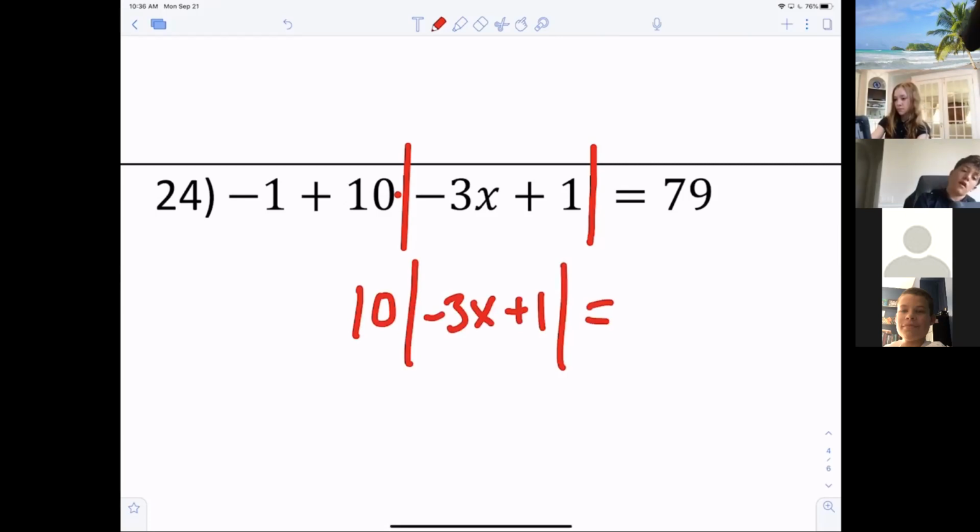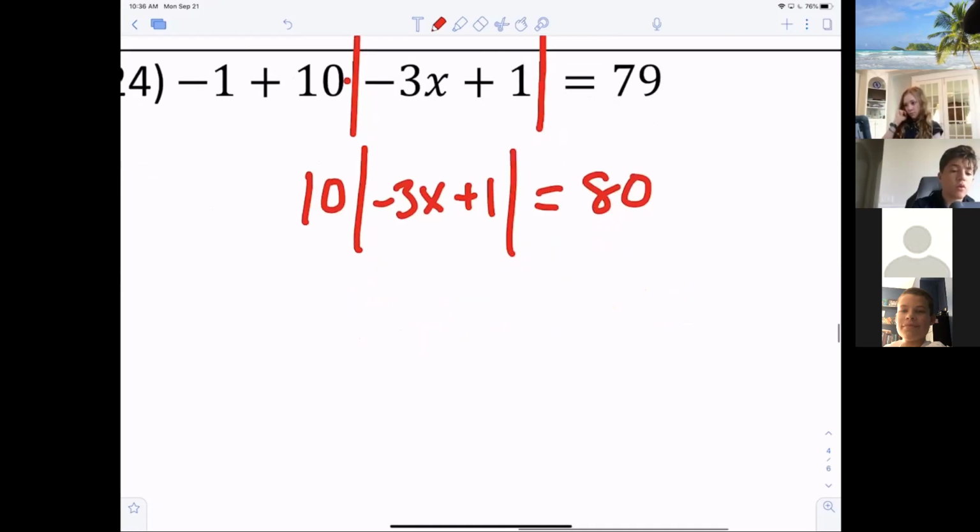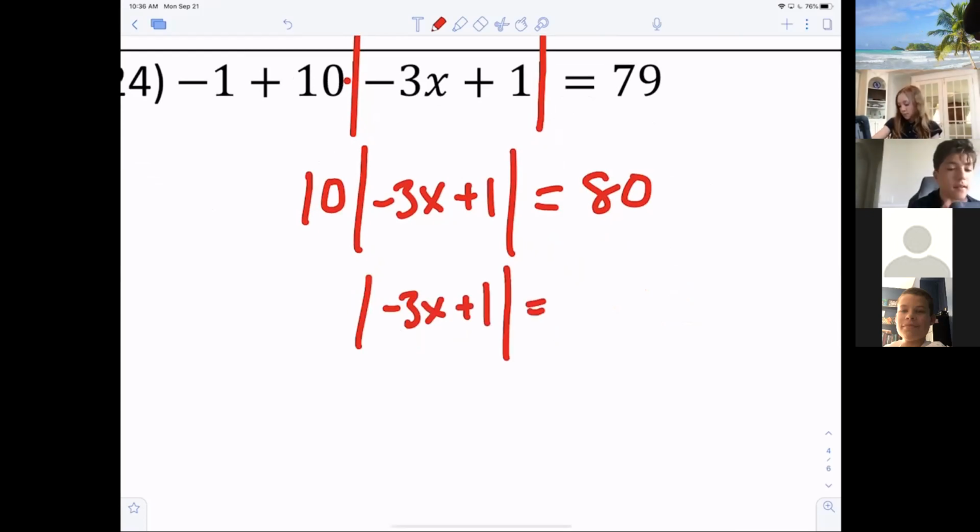10 times the absolute value of minus 3x plus 11 equals 80. Right. Now what do I do? Then I think you get rid of the 10. How do I do that? By dividing. Correct. By doing that, you have to divide, so then it's the absolute value of 3x plus 1, my apologies, equals 8. Now what?